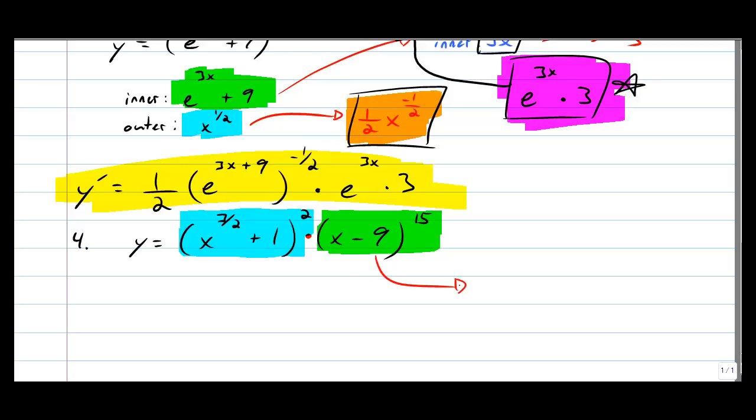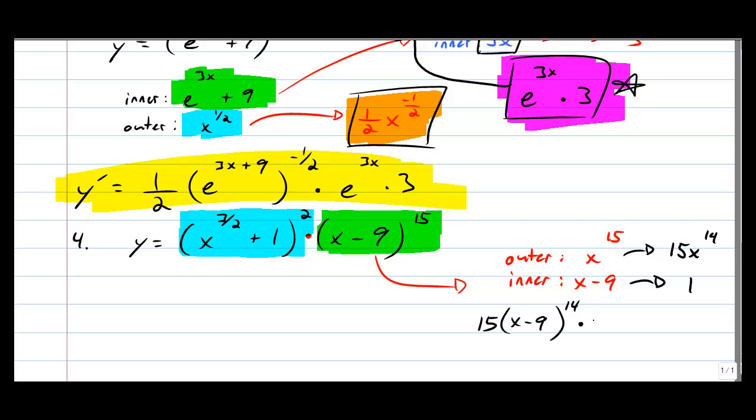I'm going to need its derivative. The outer is x to the 15th. The inner is x minus 9. The derivative of x to the 15th is 15x to the 14th. The derivative of x minus 9 is just 1. Okay, so what it goes, derivative of the outer evaluated at the inner multiplied by the derivative of the inner. Okay, so that is the green thing's derivative.